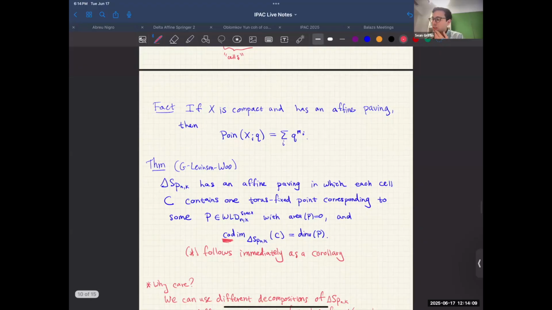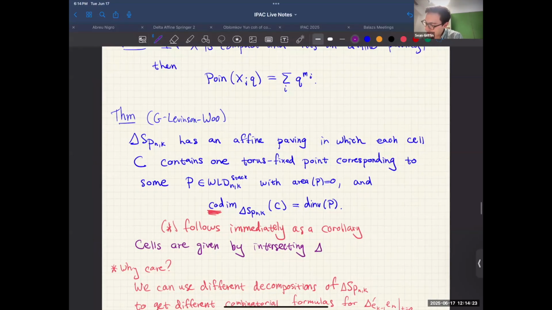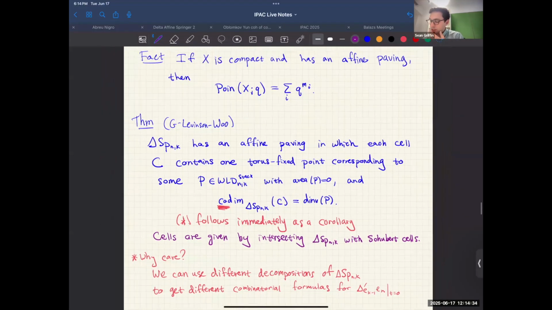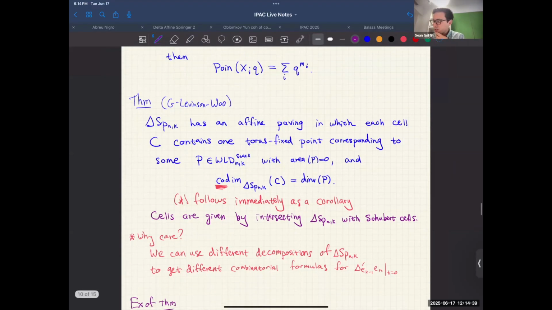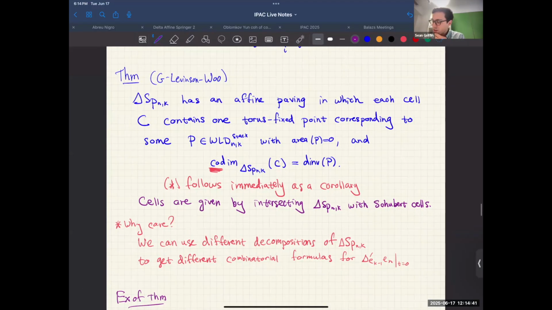And these cells are given by intersecting this variety with Schubert cells. I won't define Schubert cells yet, but I'll give an example of how that kind of computation works.